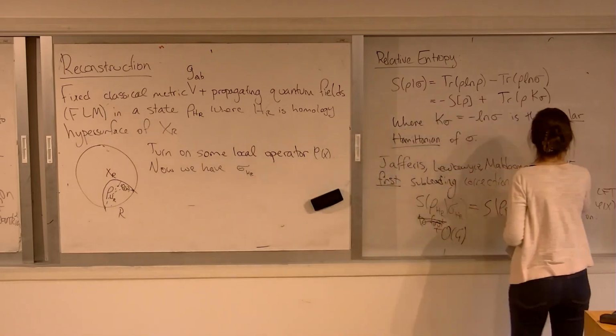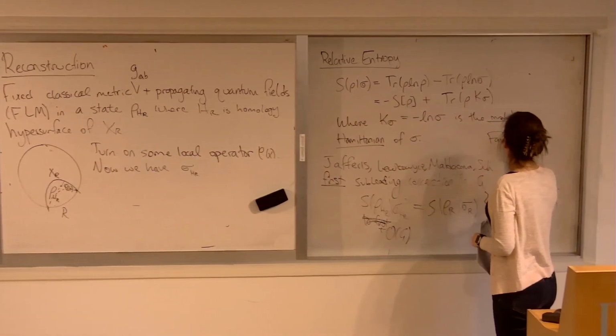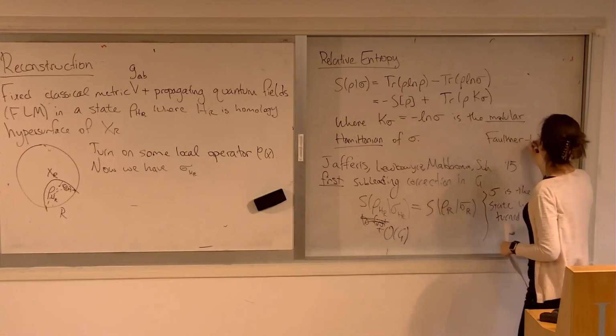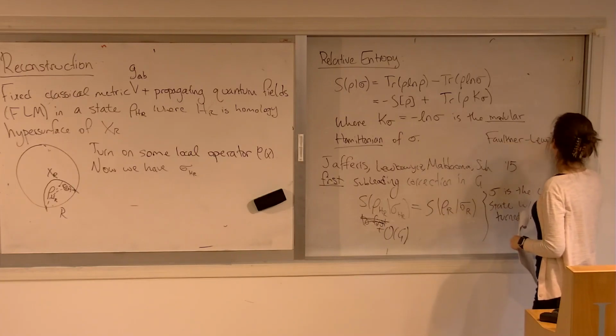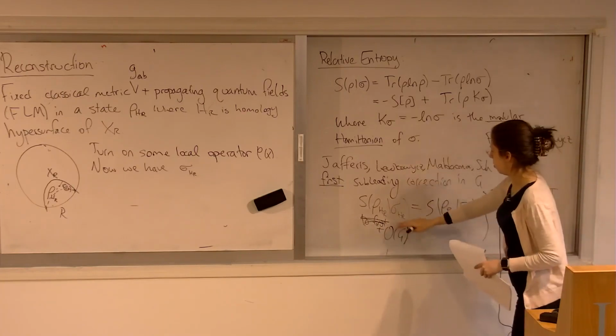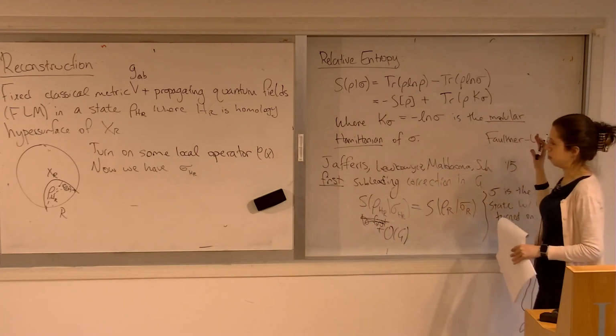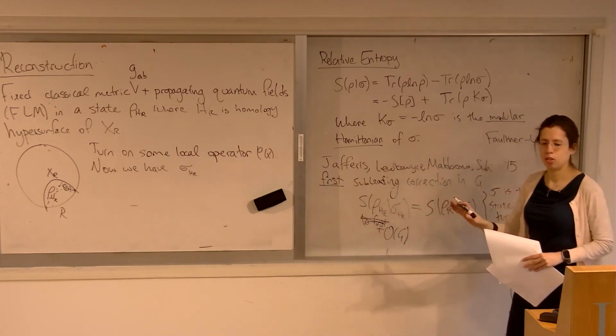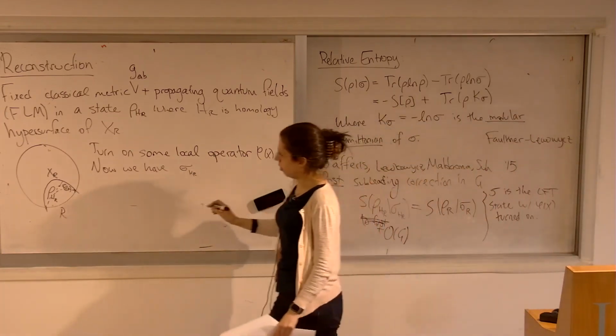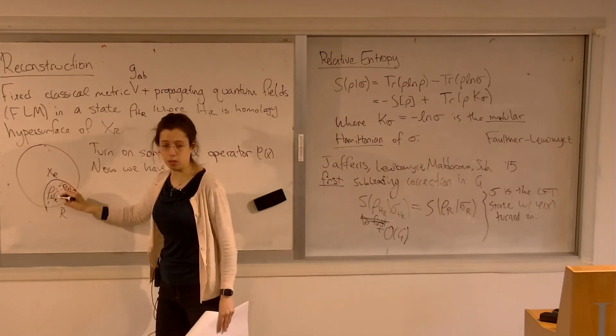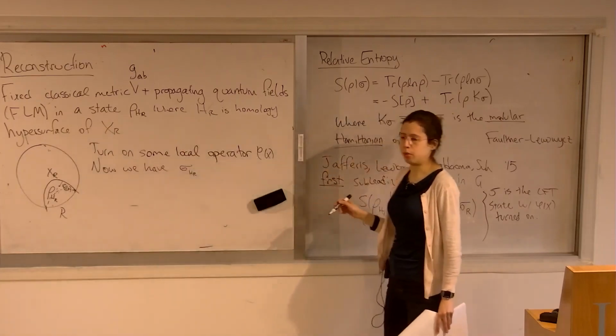It's Faulkner and Lefkowitz at this order, the order where we're first updating the correction in G. Faulkner and Lefkowitz wrote an actual constructed algorithm for reconstructing this region here between these two. What they used is called modular flow.